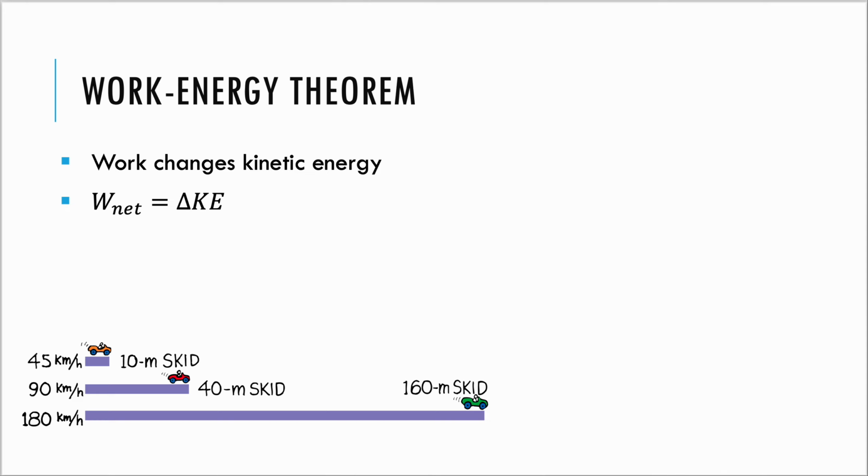Let's look at the work-energy theorem, which relates work and kinetic energy and tells us that work changes the kinetic energy. It's written as the net work equals the change in kinetic energy. As we can see in this picture, when a car skids, there's some force acting on it, such as friction, to stop it, and it's going to travel a certain distance before it stops. So because of the work done by friction, the speed or the energy of that object is going to change. Let's look at an example.